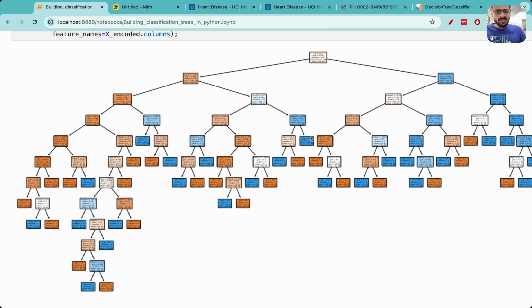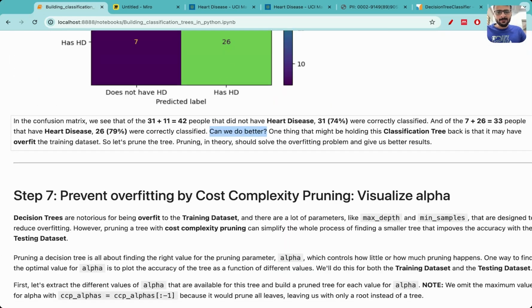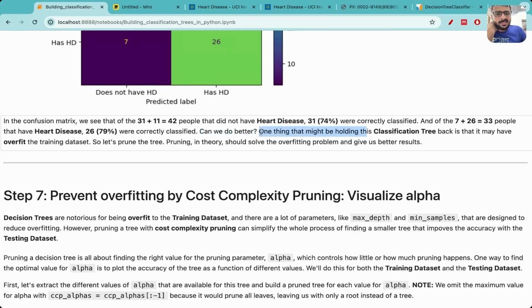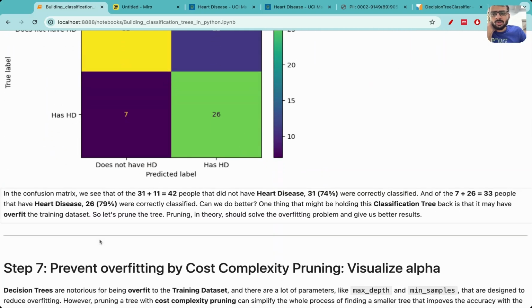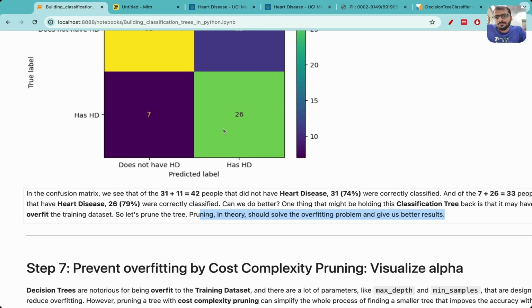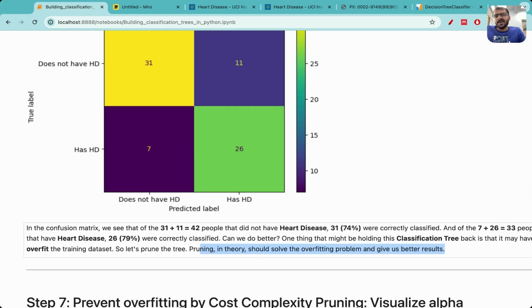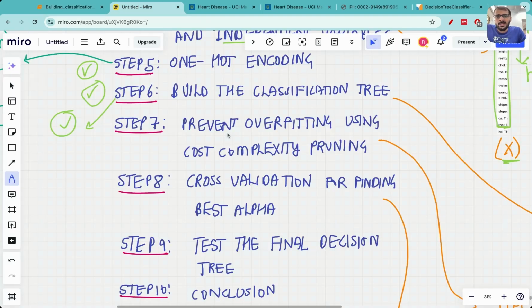Maybe the tree looks very huge right now, right? Maybe we are overfitting. In fact, that's exactly what we are going to do. One thing that might be holding this classification tree back is that it may have overfit the data set. The tree has become very long. So what we'll be doing is that we are going to prune the tree. In theory, pruning should solve the overfitting problem and give us better results. So the first step is to identify that there might be overfitting and then to try to prevent that overfitting. This is exactly what we are going to do now.